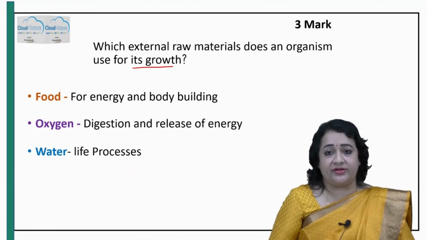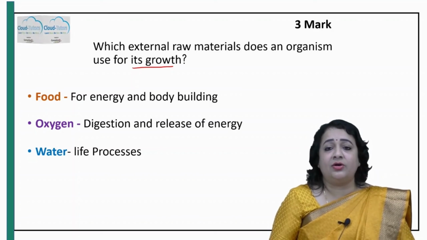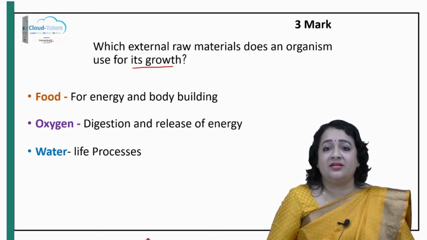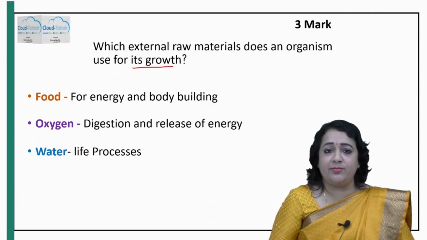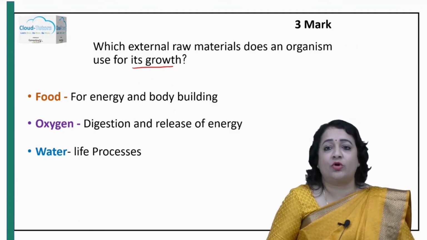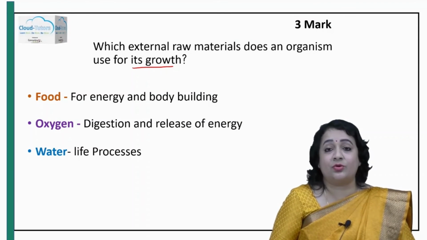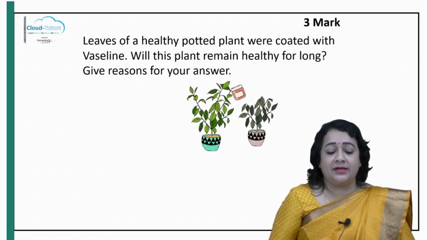Next we have water. For all the life processes, starting from nutrition, excretion, all those processes we need water. So life processes occur in the medium of water. Water is very important. So food, oxygen and water, these are the raw materials that an organism has to take for its growth, in order to grow.